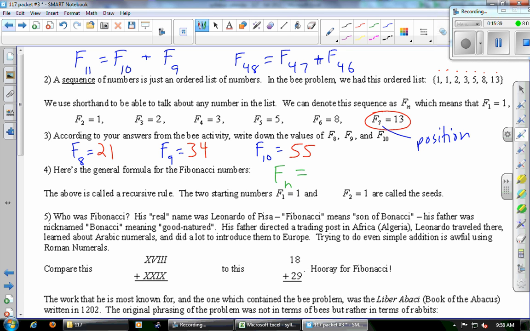Okay, well, what did you do? Why did 11 become 10 and 9? What did you do to 11? Well, how did you know to get the 11th one, you should look at the 10th? What did you do to that number 11 to know in your mind, oh, it's just 10?